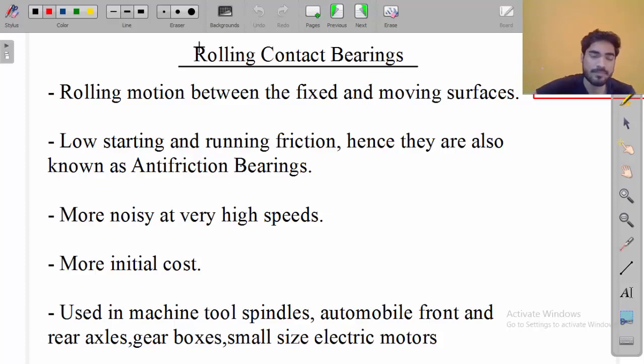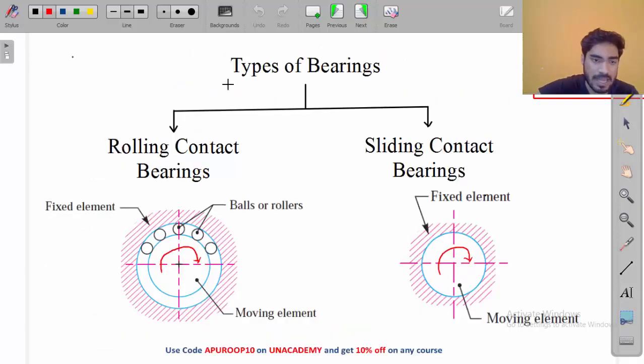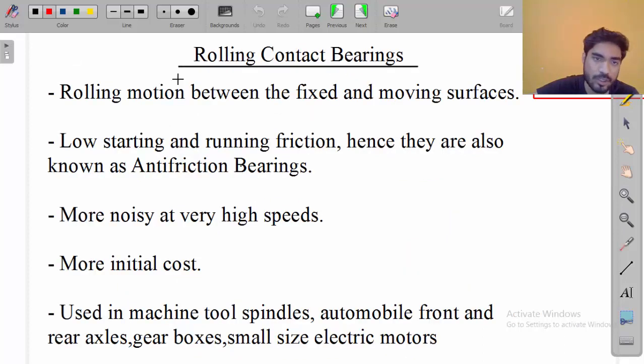Now my friend, what is a rolling contact bearing? There is rolling motion between the fixed and the moving surface. The shaft is moving, so the surface of the shaft is the moving surface and the support is the fixed surface. Between them, which type of contact is there? Rolling contact, because we are placing balls between the fixed support and the moving body.